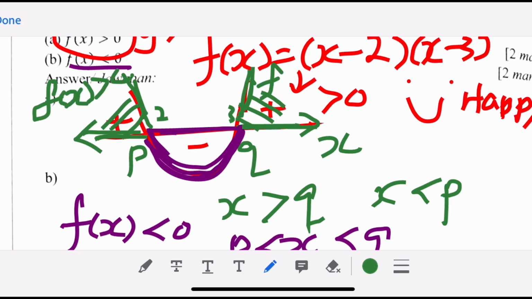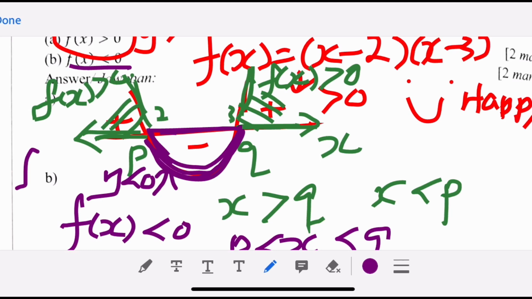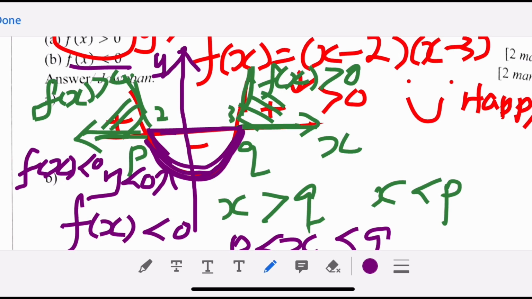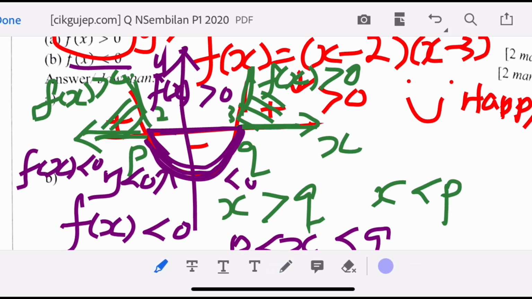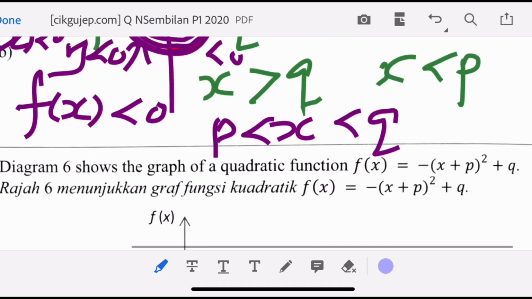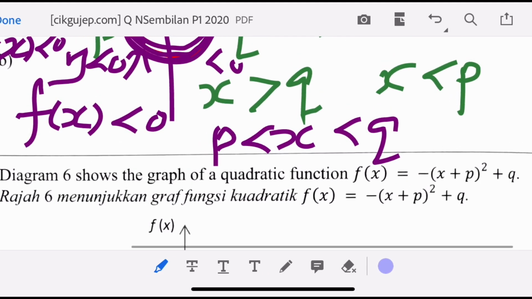Then you write the inequality: x should be more than 2 and less than 3 when f(x) is less than 0. It means y less than 0. Normally, if you don't understand, that is how you work out the answer. So the upper part above the x-axis is f(x) more than 0, and below is f(x) less than 0.